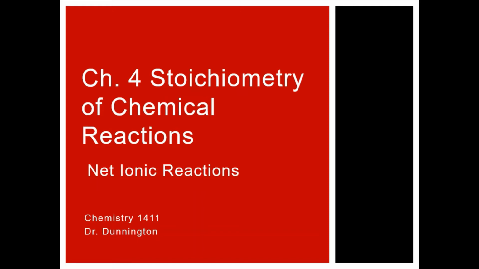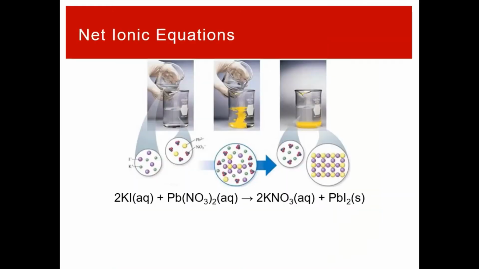Now we're going to talk about net ionic reactions. So if we look at our precipitation reaction, we turn to this idea of potassium iodide and lead nitrate combined to give you potassium nitrate and lead 2 iodide. And so if we think about what's going on, in the reactant solution, all your ions were dissolved.